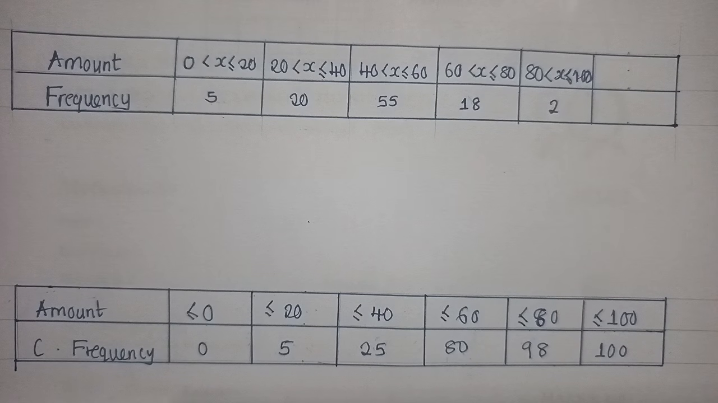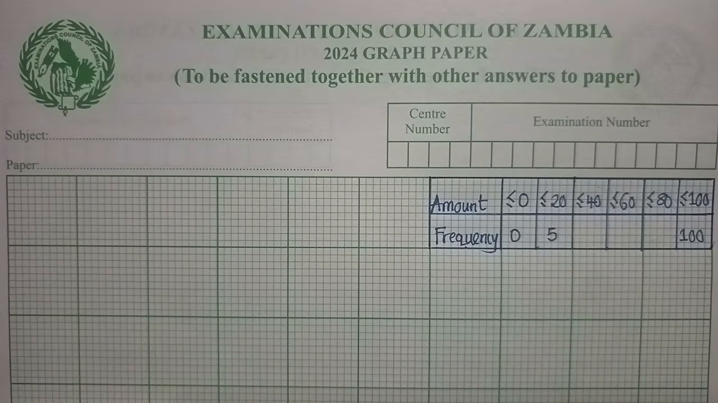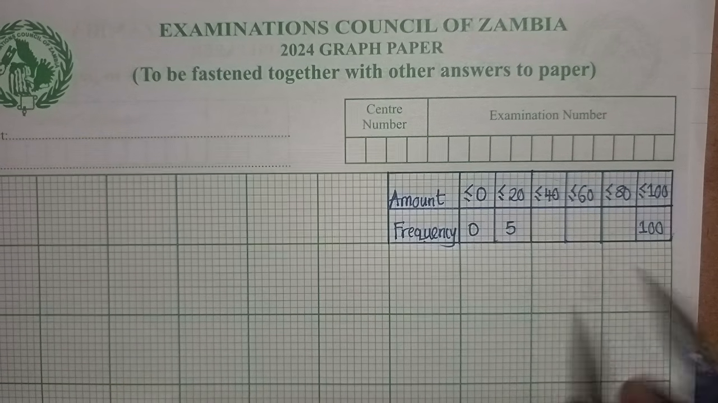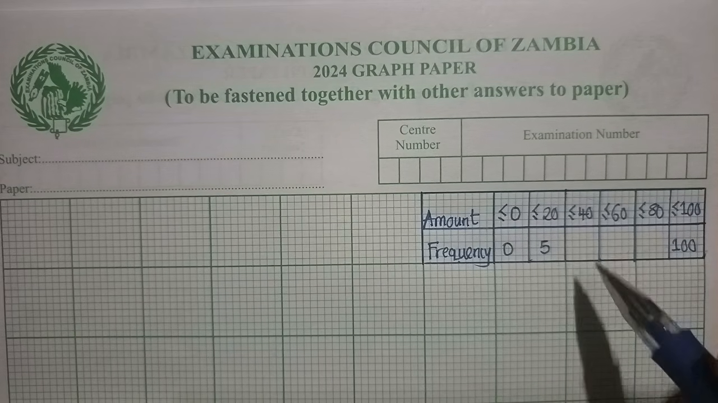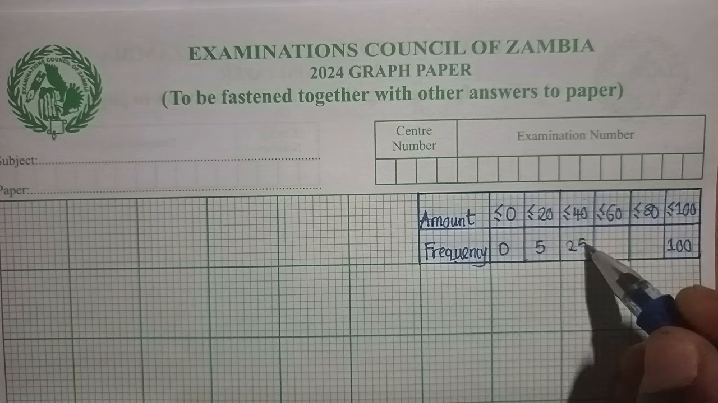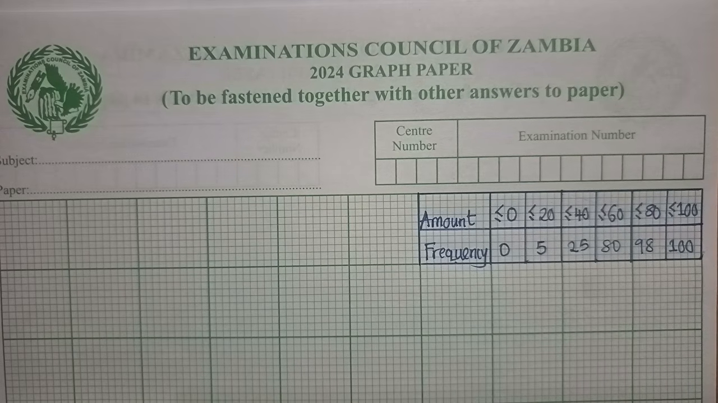All right, so let's go to the graph paper and see how it's supposed to be. This is how it must be written on your graph paper. So just copy the bottom table, which is this one, and you can see it's right over here. And on the bottom table, you write those missing numbers, 25, 80, and 98. So this is how it works.